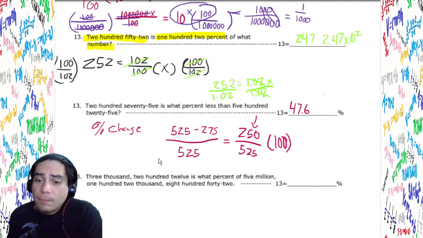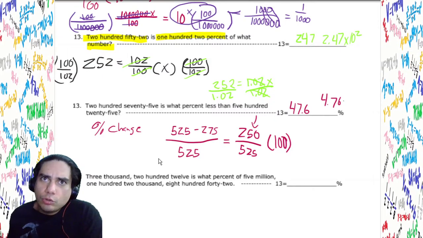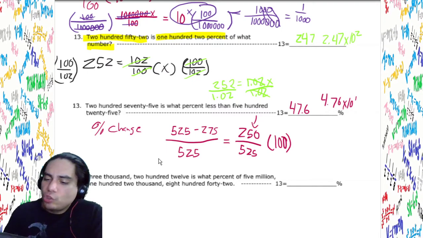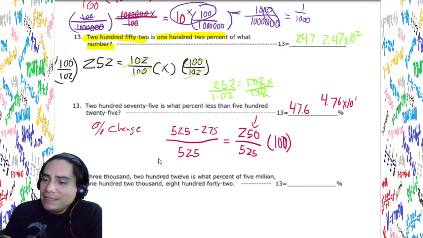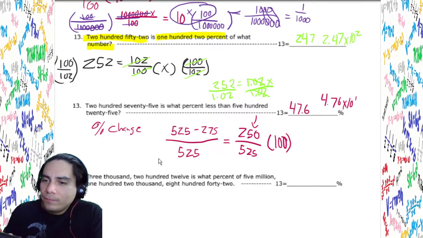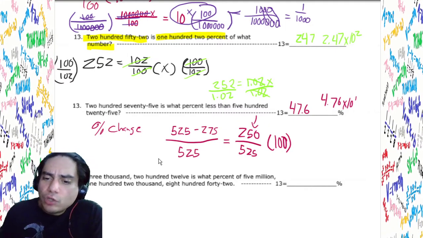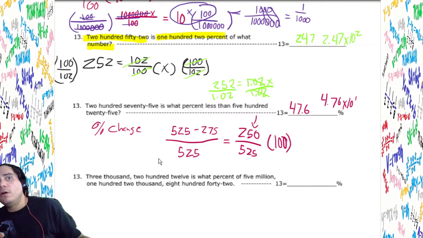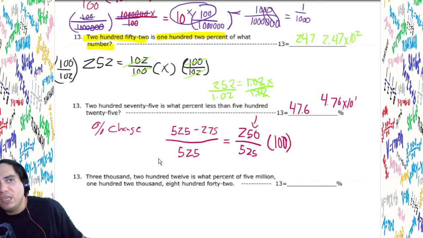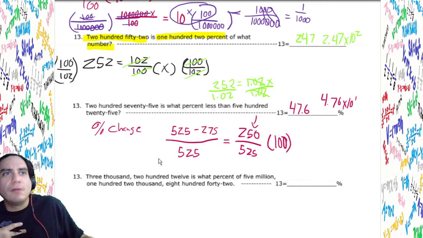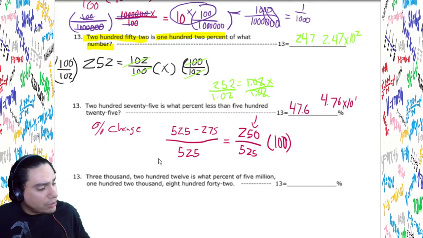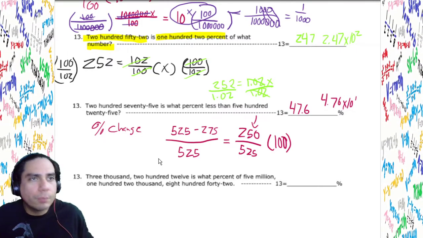Now, you may not believe me. You may say, Mr. Ligado, you're doing some math magic right here. Well, if we take a look at this, 275 is actually 52.4% of that 525. You know how I did it? I just got 275, put it over 525, divided, multiplied by 100. I see my 52.4 right here, 52.4%.